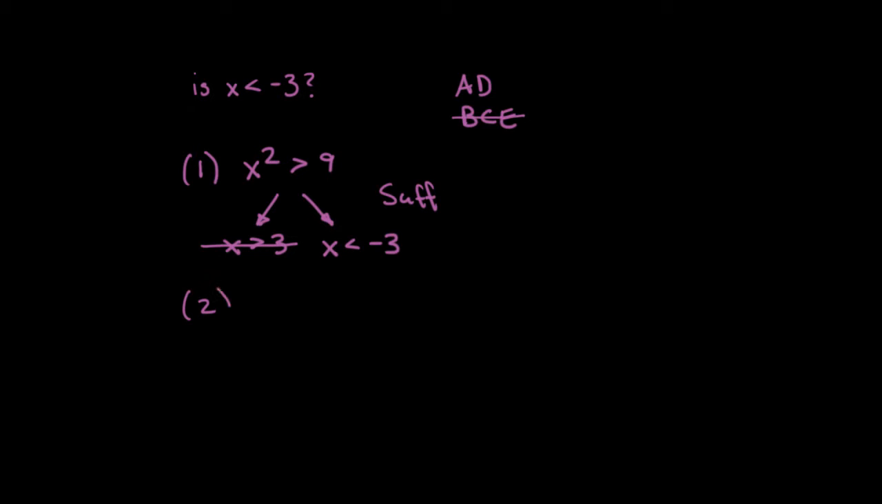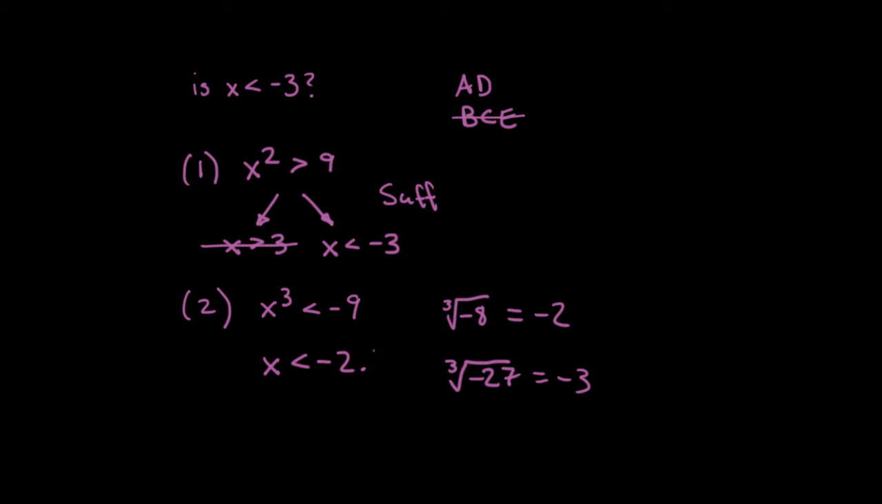So let's look at statement 2 now, which says that x cubed is less than negative 9. So now I need to take the cube root of both sides. Well, I don't know the cube root of negative 9, but I do know that the cube root of negative 8 is negative 2. And I also know that the cube root of negative 27 is negative 3, which means I'm going to estimate that the cube root of negative 9 is somewhere around negative 2.1.